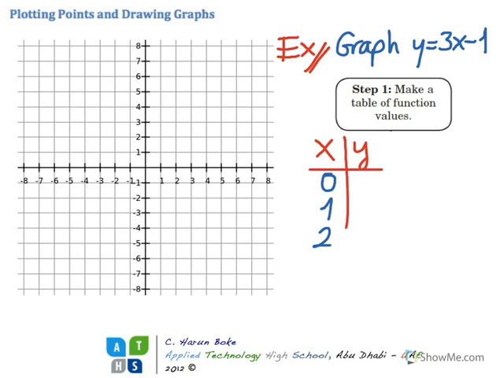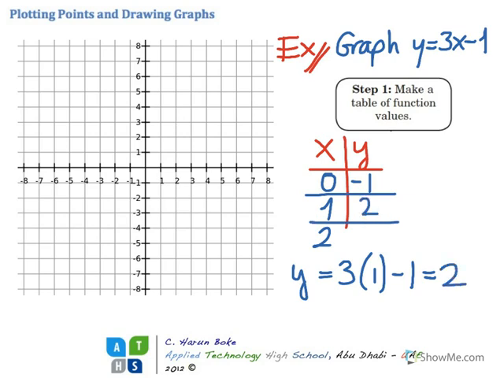For x is 0, y is 3 times 0 minus 1, which is 0 minus 1, which is -1. For the second one, if x is 1, then it will be 3 times 1 minus 1, which is 3 minus 1, which is 2. And for the third one, if x is 2, then y will be 3 times 2 minus 1, which is 6 minus 1, which gives us 5.